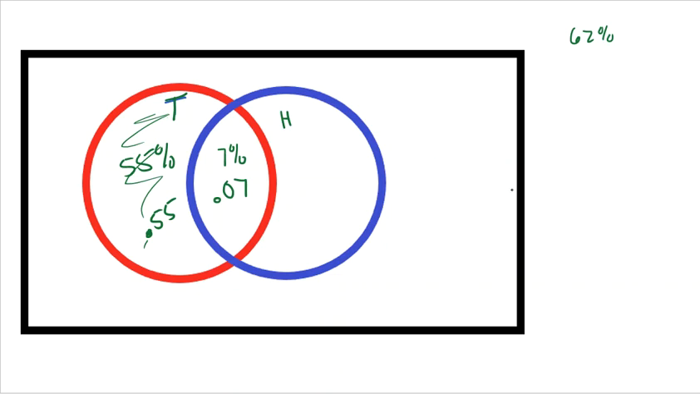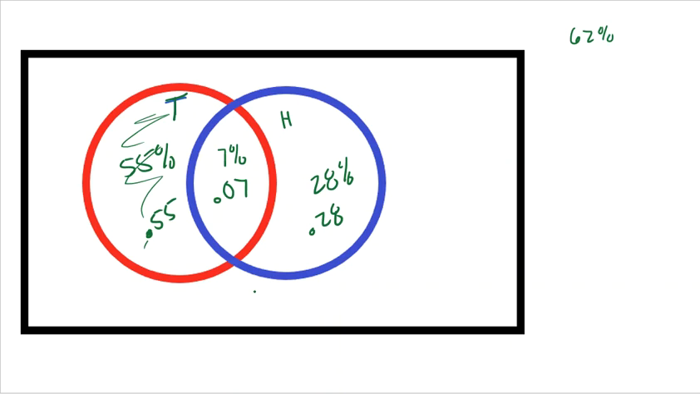That's very specific. And I can do the same thing for the ham. Remember, 35% of families had ham, but 7% also had turkey. So 35 minus 7 leaves me with 28%, or 0.28, that had ham and no turkey, right? So you gotta be very specific in what you're saying.